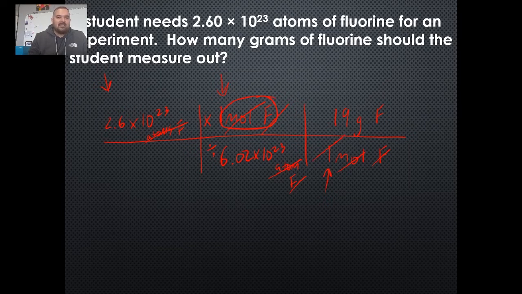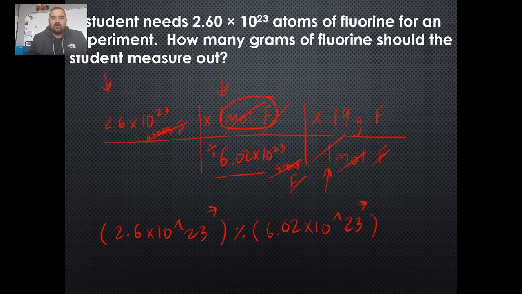So we're going to take this number, divide it by Avogadro's number, and then multiply by the molar mass of fluorine. So the way this goes in the calculator is open parentheses, 2.6 times 10 to the 23rd, so caret 23, forward arrow, close parentheses, division sign, open parentheses, 6.02 times 10, caret 23, forward arrow, close parentheses, and then times 19.